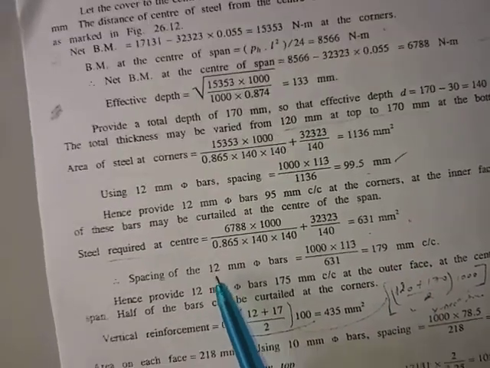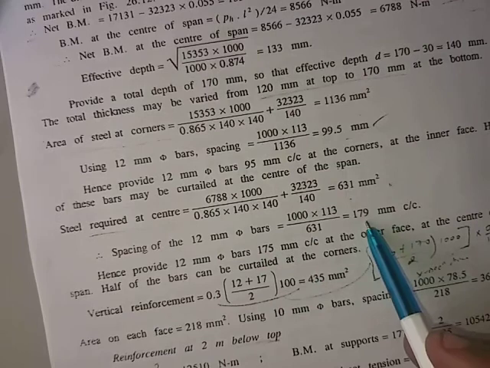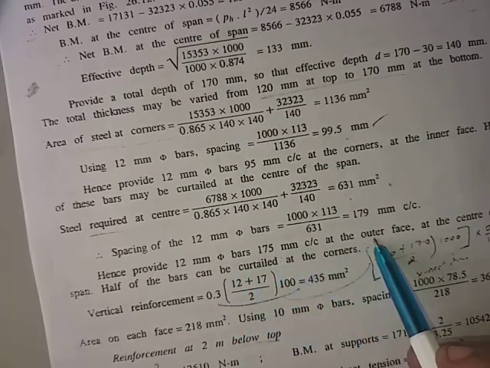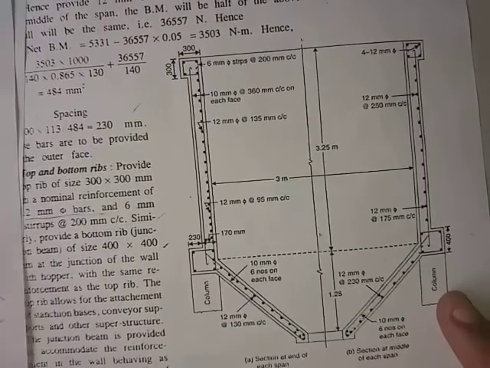Using again 12 mm dia bars, I can calculate the spacing. This gives me 179, and you can provide a lesser value, that is 175 mm center to center at the outer face. So this steel can be seen over here. This is the reinforcement diagram.